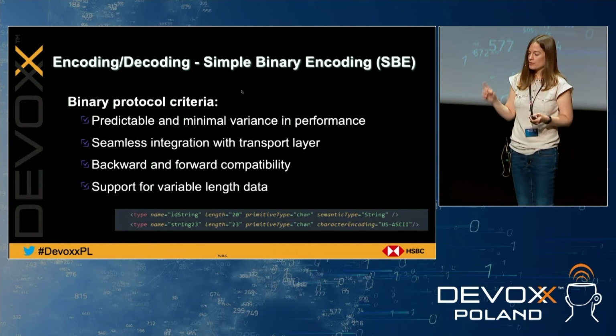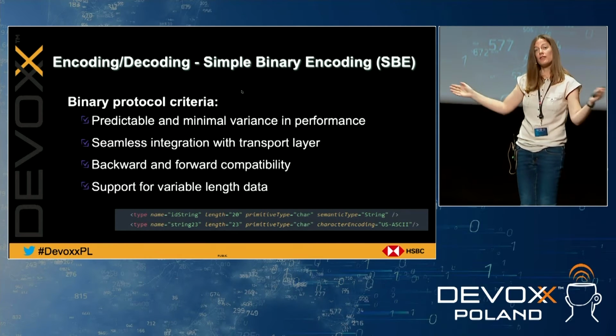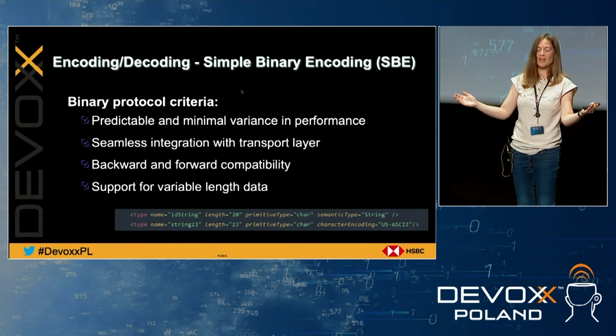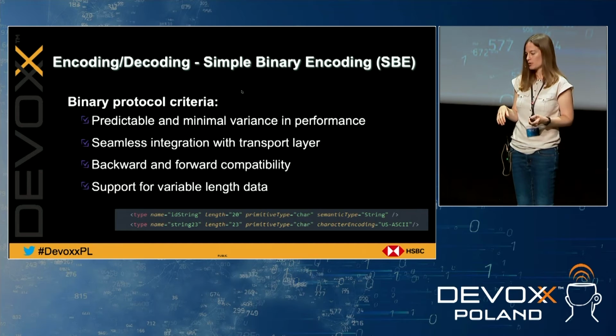We did need support for variable length data, which you could do with SBE. You can define custom length fields upfront. So, for example, if we want to define an order ID that will always be 20 bytes, you can define that upfront and then use that as a type going forward.